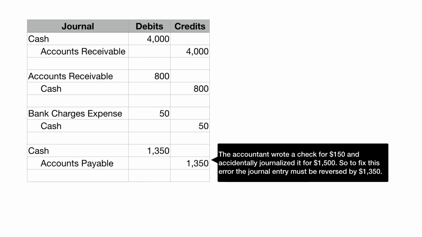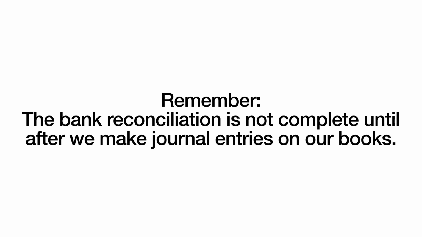I saved this one for last because it's to correct an error. The accountant wrote a check for $150 and accidentally journalized it for $1,500. So to fix this error, the journal entry must be reversed by $1,350. Remember, the bank reconciliation is not complete until after we make the journal entries on our books.